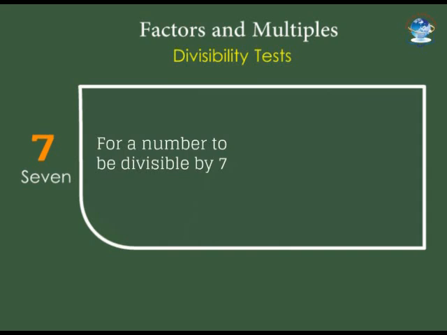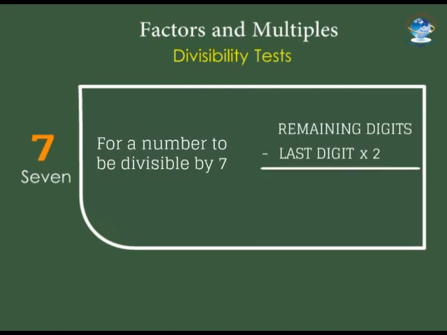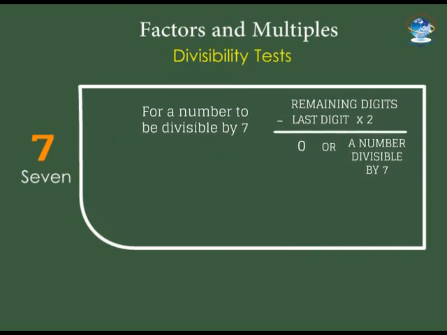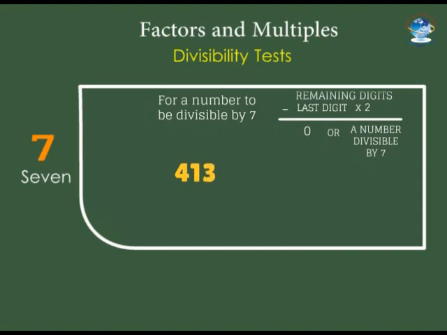For the number 7, we take the last digit and double it. Then we subtract the result from the remaining digits. If the result is 0 or a number that is divisible by 7, then the number passes the test. Take 413. The last digit is 3. We first double it to get 6. And now we subtract 6 from the remaining digits of the number. We get 35, which we know is divisible by 7. And so 413 is also divisible by 7.